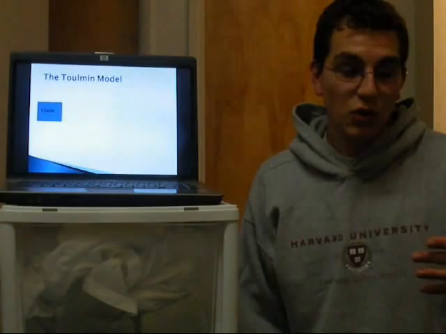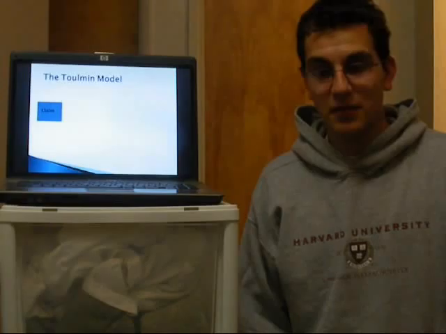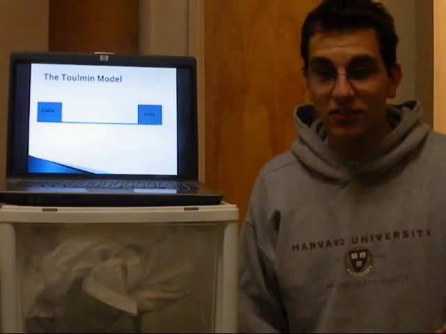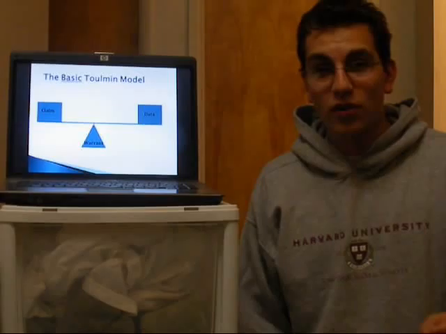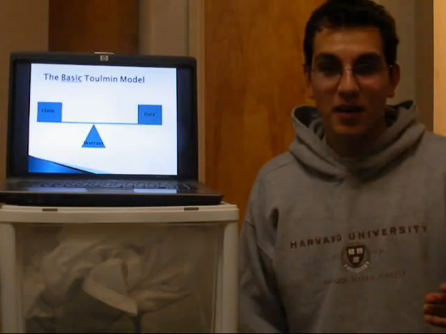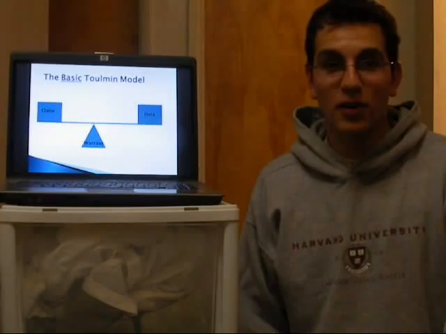For example, I am a U.S. citizen. The second element is data, some kind of evidence that your claim is true. Following the example, I was born in Texas. The third part is the warrant. The warrant is a very basic connection between the data and the claim. A person born in Texas is a U.S. citizen. And these three elements make up the basic Toulmin model.